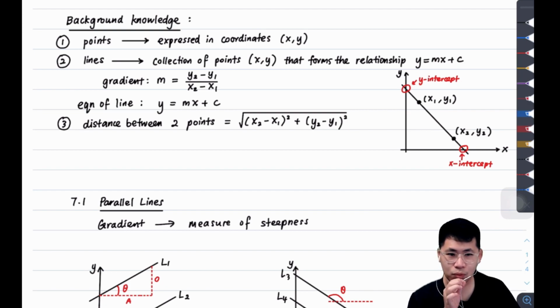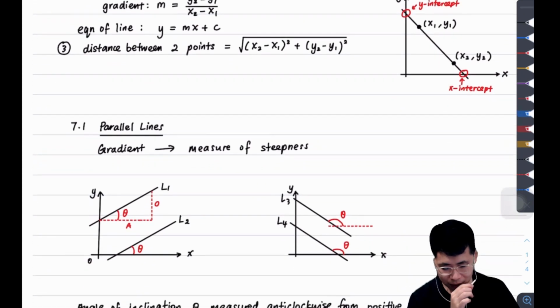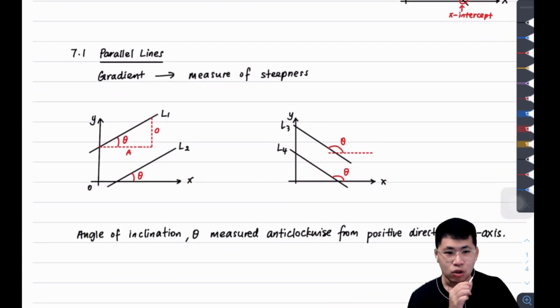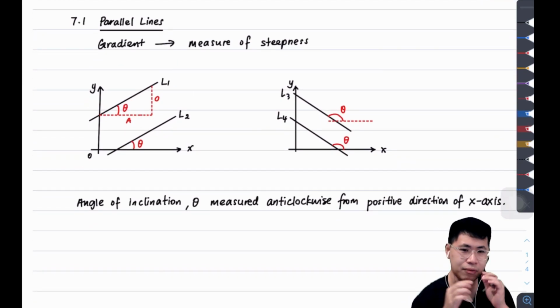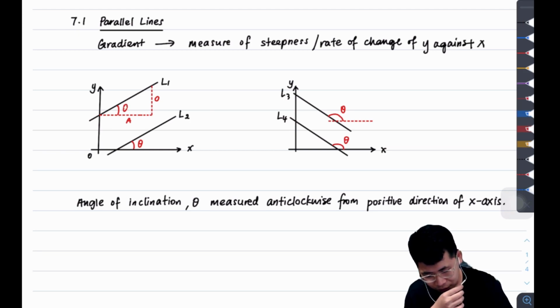In 7.1, we will talk a bit about parallel lines, and under parallel lines we have two big concepts. The first concept is to talk about the angle of inclination. The first idea that we need is actually gradient as a measure of steepness, or the rate of change of y against x.